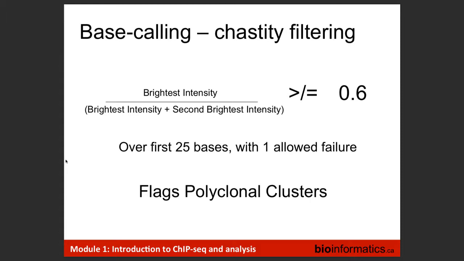The idea behind chastity filtering is, when you first start generating that focal map, how unique or how pure is the signature being generated from that cluster? Is it primarily one fluorescent signal, or is it a mixture of two fluorescent signals, which might indicate that you've got a polyclonal cluster? You can imagine two DNA strands annealed right next to one another, and when we generate that cluster, it's going to be a mixture of two strands. That's problematic for a lot of reasons, as I hope you can understand.